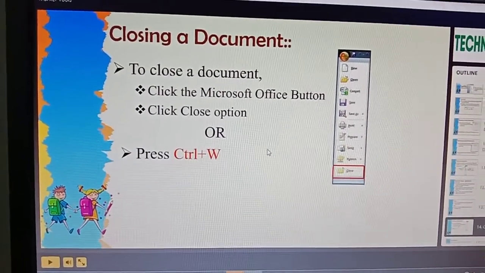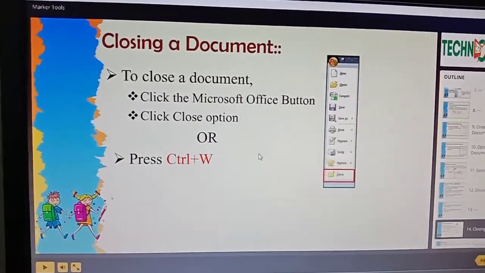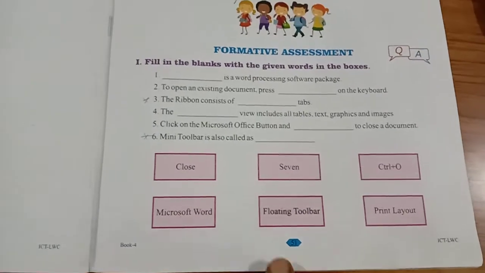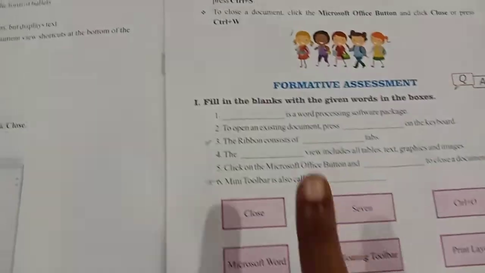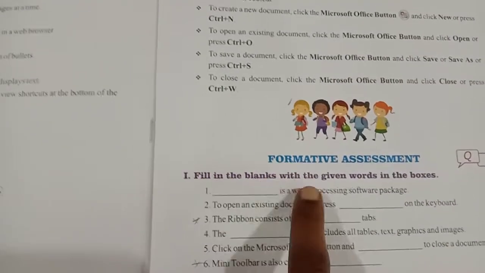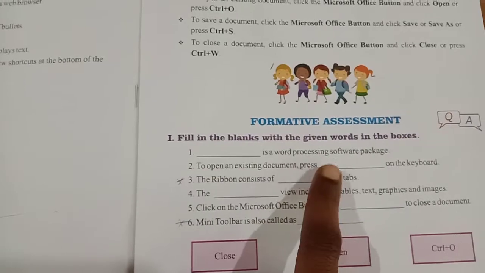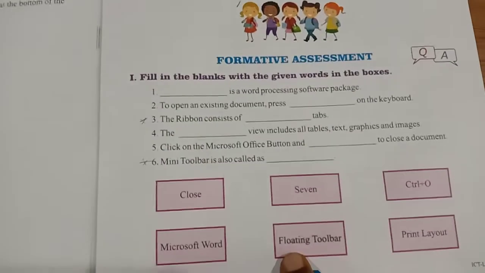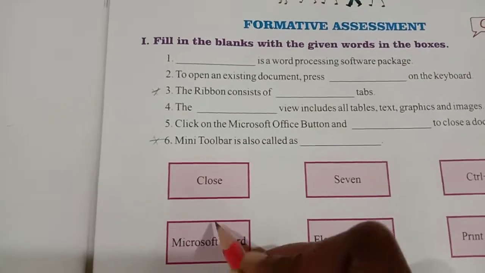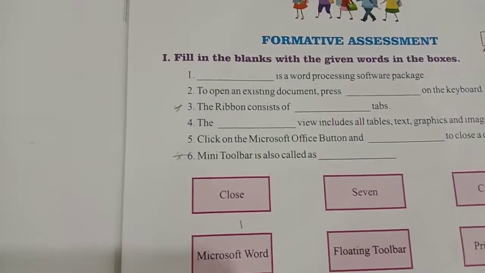That's all about this chapter, children. Now we are moving to our textbook activities. I request everyone to take page number 51 to do our workbook activity. First, fill in the blanks with the given words in the boxes. Dash is a word processing software package. Which one is the Microsoft Office button? I'm just putting the number, you write in the blanks.